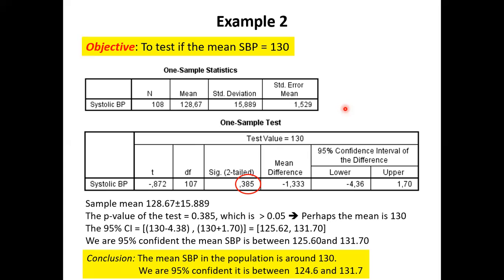Any questions? How to determine the number, 130 or 90 or 25? That's a good question. We take normal BP. Normal SBP is 130, that's why I'm testing 130. Normal DBP is around 90. So these two values are considered normal.